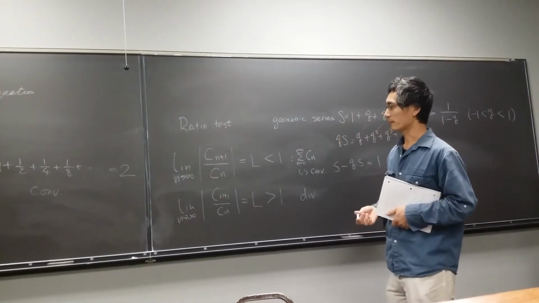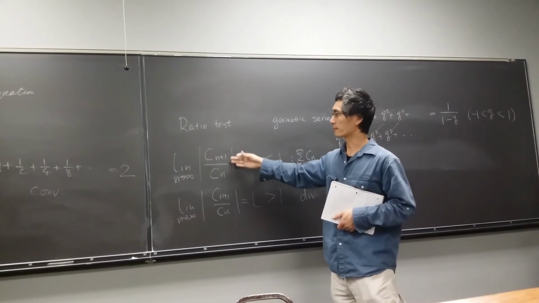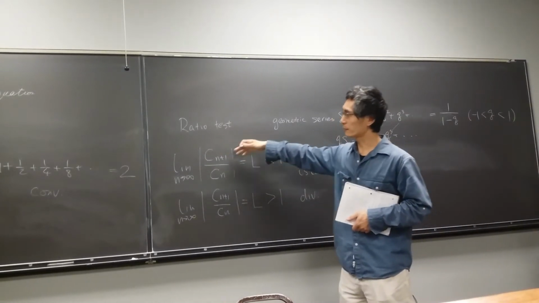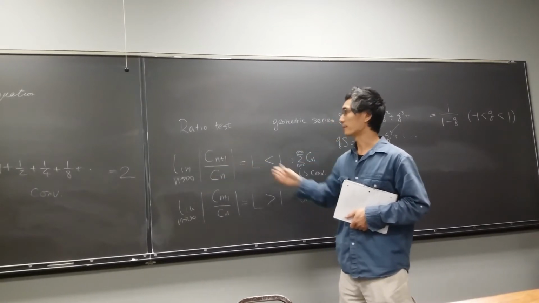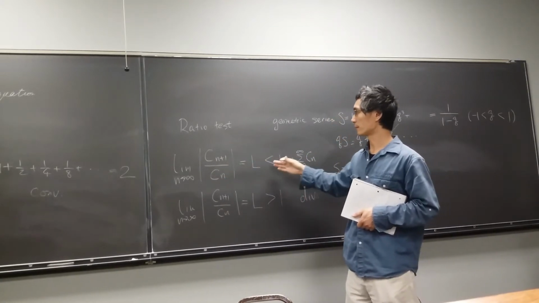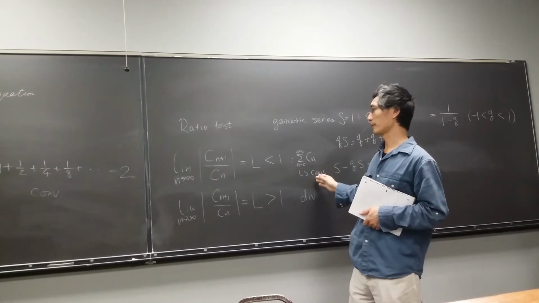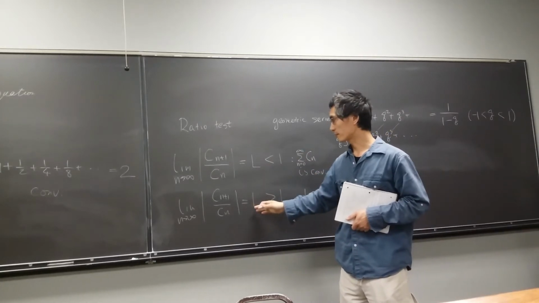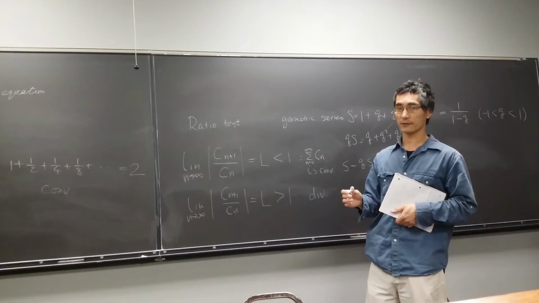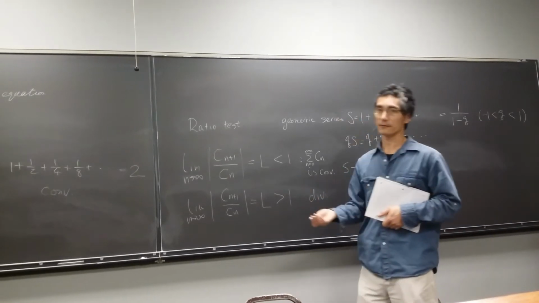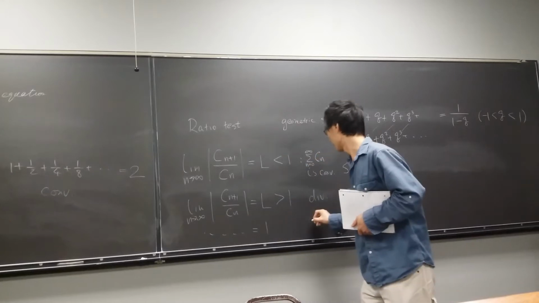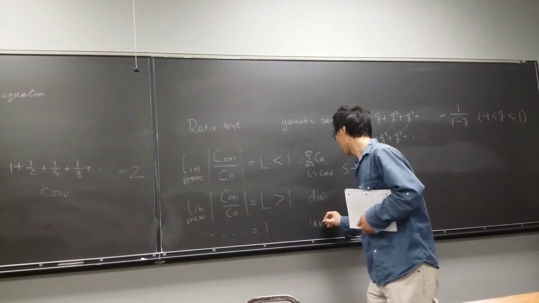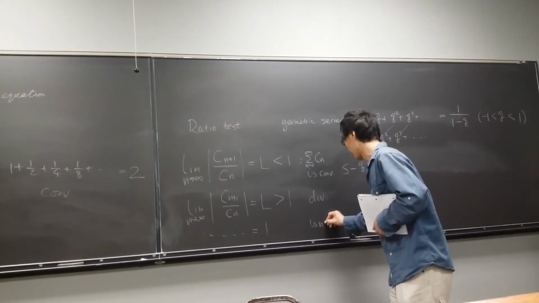So that's called the ratio test. If we take the ratio of two subsequent terms in a series, and then take the absolute value, and it converges to something less than 1, the series is convergent. If it converges to something more than 1, then it's divergent. If it equals 1, then it's unknown. If it equals 1, then it's undetermined.